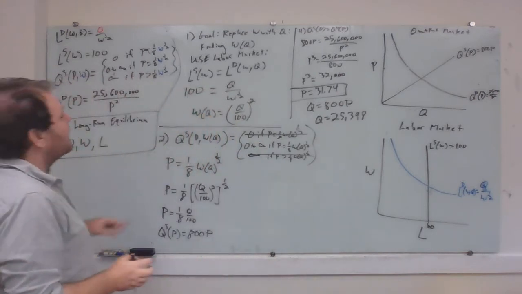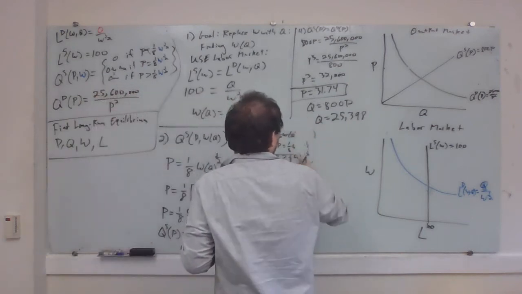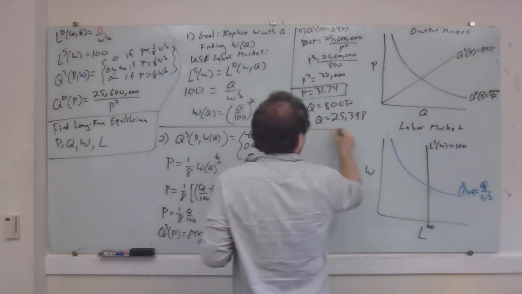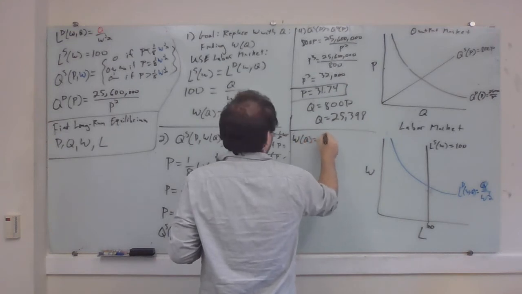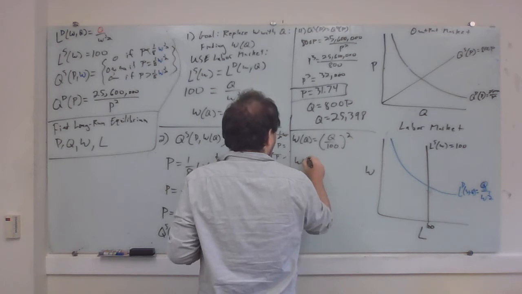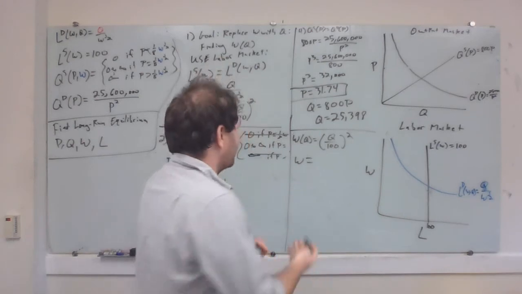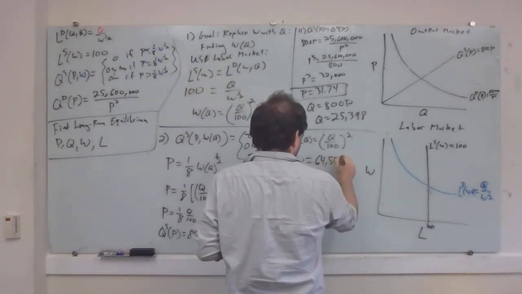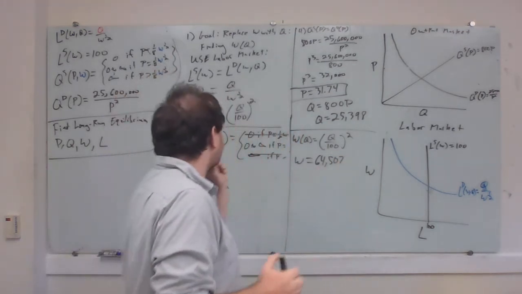From here, what are we going to be able to say next? Well, we next know our wage rate. Right here, I'm going to make some space here. Once we know our quantity, we're able to plug this back in here, so we can say that our W of Q equals Q over 100 squared. So our wage rate, when we have 25,398, is going to be 64,507. Think of this as an annual wage. We're going to make $64,000 a year.